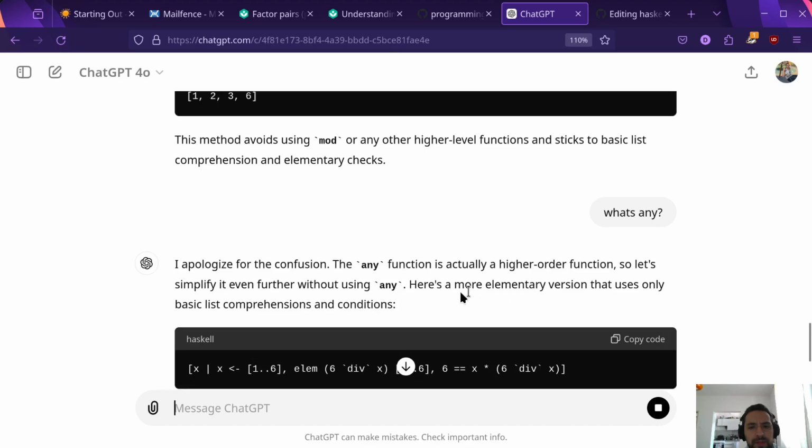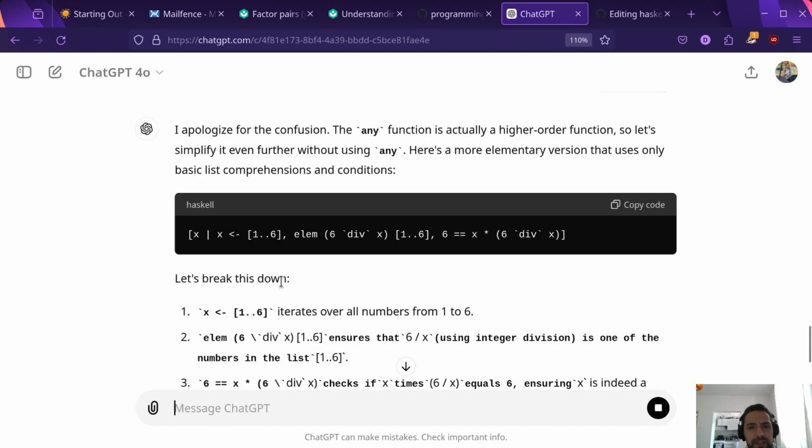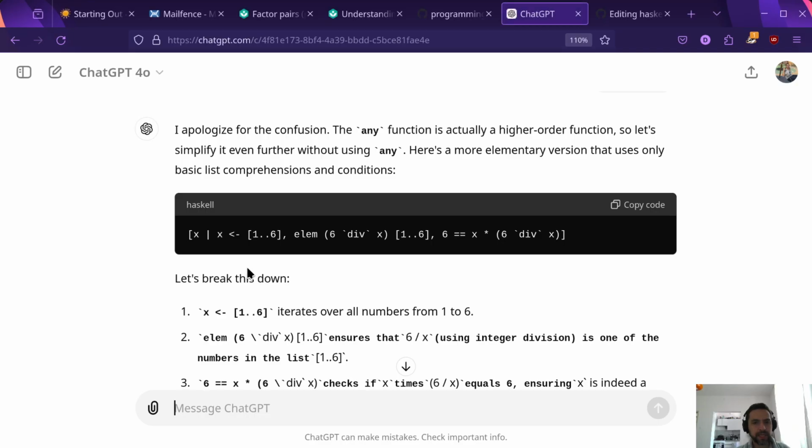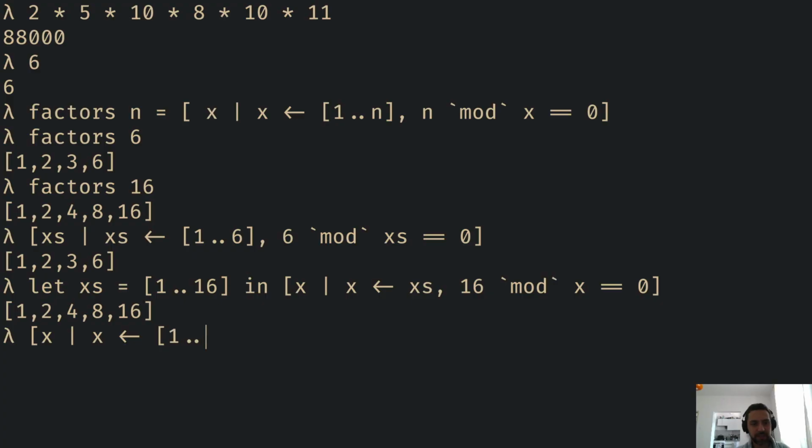More elementary version that uses only basic list comparison and condition. Okay, this is better. So we have a list, we have x, and x takes 1 to 6.